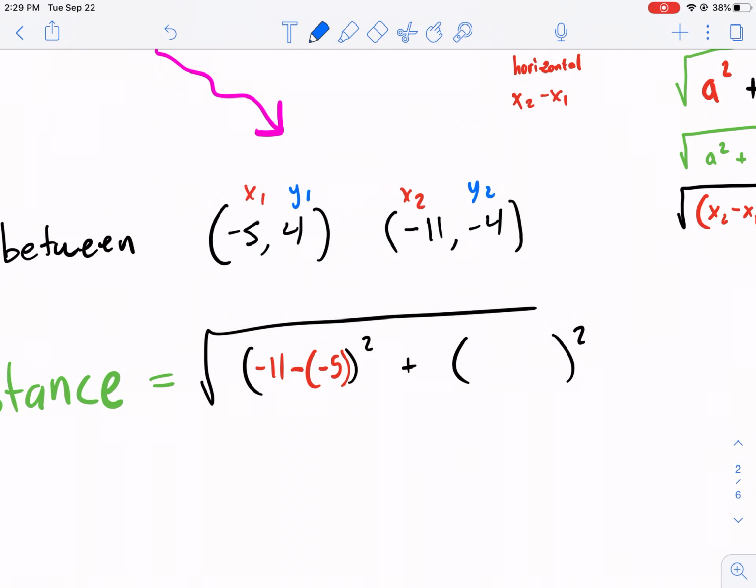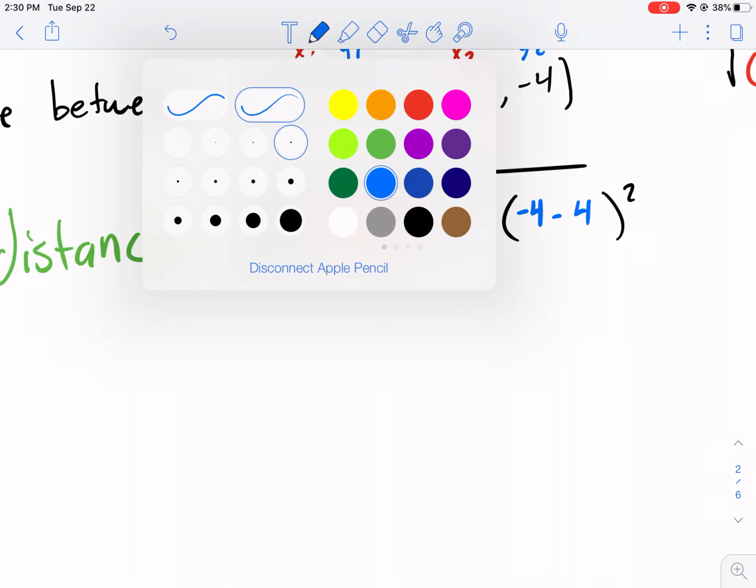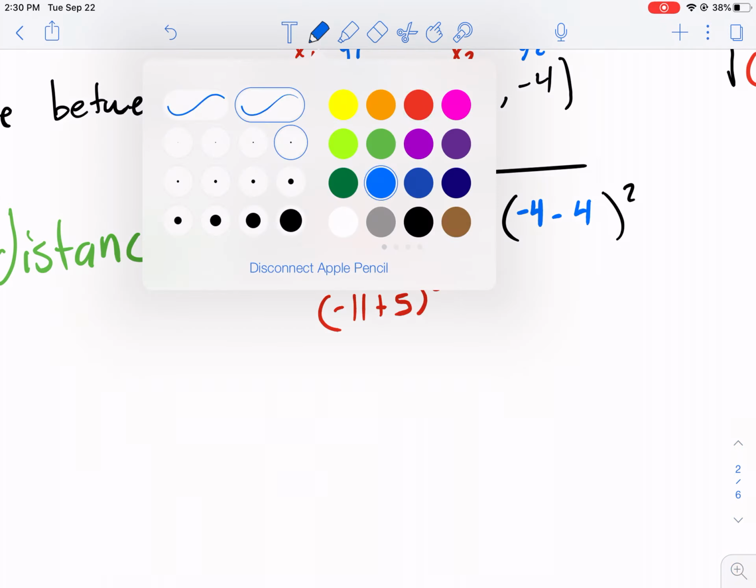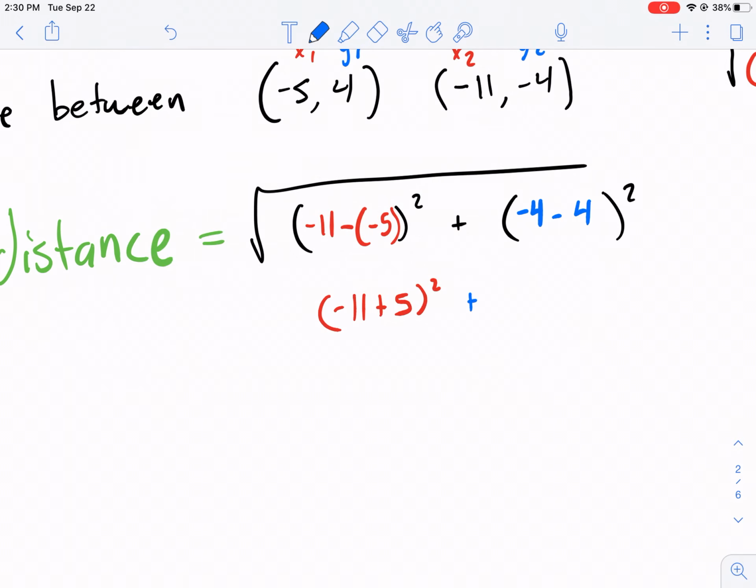Now we're going to do negative 4 minus 4. If you want, you can put parentheses around the 4, but it doesn't matter because you're going to distribute the negative. You get the point. Okay, so now let's simplify inside the parentheses. I have a negative 11 minus a negative 5. That's the same thing as negative 11 plus 5 squared. Then over here I have negative 4 minus 4. That gives me negative 8, and I square that. Then I'm taking the square root of this whole thing.